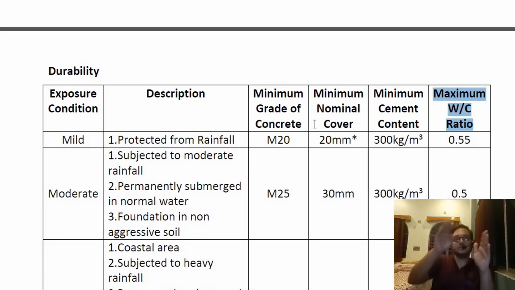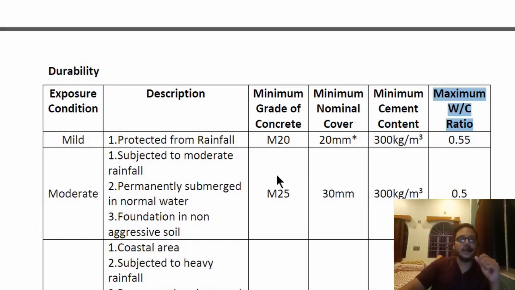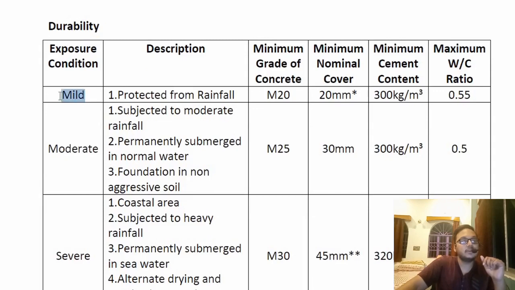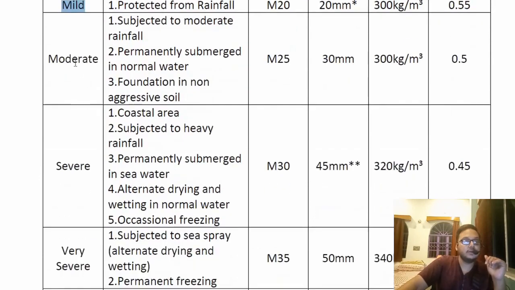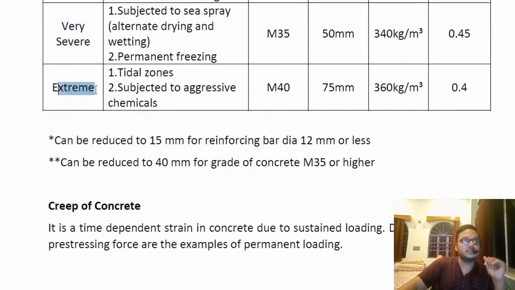We provide a certain extra amount of concrete cover to give resistance to the various conditions it is exposed to, like temperature or rainfall, etc. Based upon durability, we divide concrete exposure into 5 types. First is mild, next moderate, next severe, very severe, and finally the extreme ones.